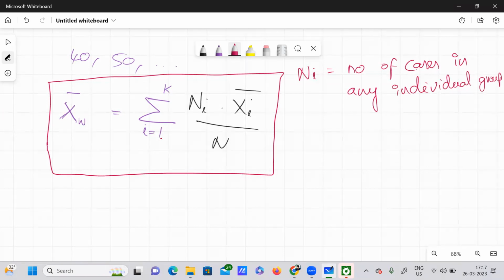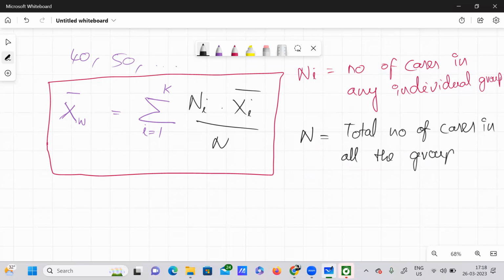What does that mean? Earlier I told you that we have A, B, C classes, and in class A there are 30 students, in class B there are 35, and in class C there are 25 students. These students are the number of cases here. So Ni means those cases. And the second one is capital N. N is nothing but the total number of cases in all the groups.